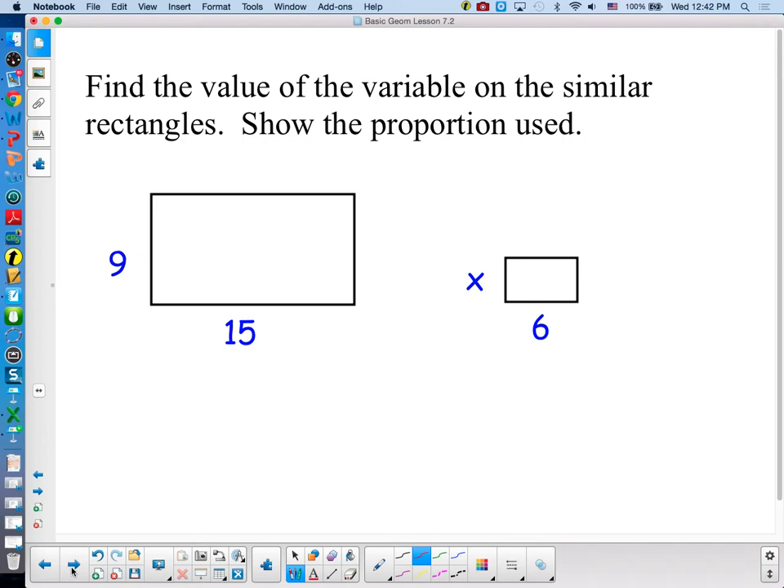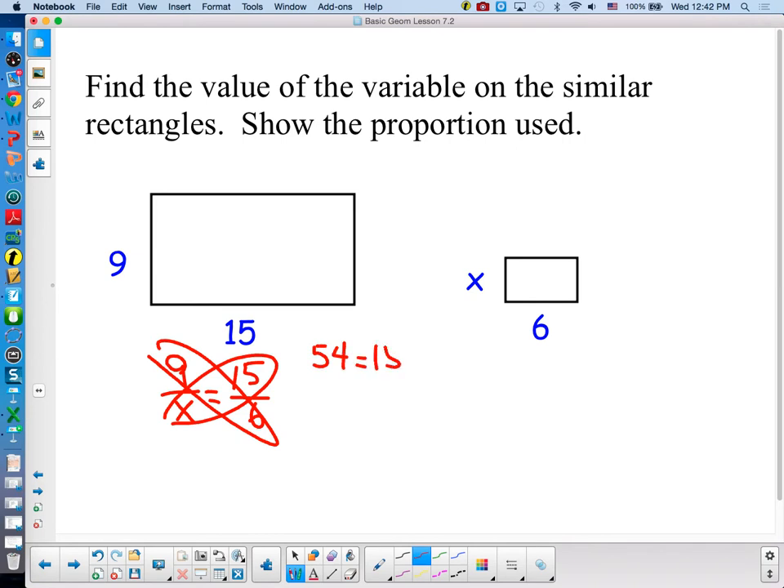All right, that one ended up being 3.6. Okay, a way to set it up: 9 over x equals 15 over 6. And you're cross multiplying. So the way I did it, I would have 54 equals 15x, divided by 15. And hopefully I've got the right numbers, 4.8.